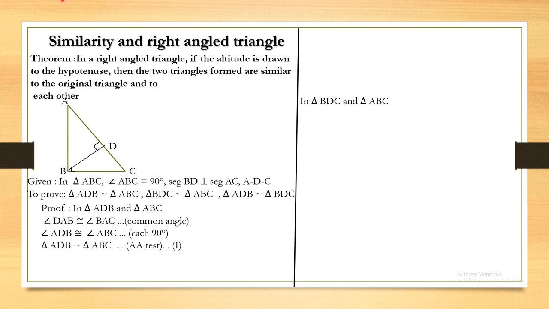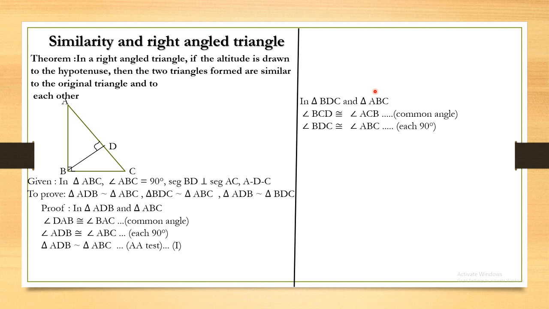Likewise, take another pair of triangle BDC and original triangle ABC. Here you can note that this angle C is common. So here we can write angle BCD congruent to angle ACB, which is a common angle. And other angle, that is angle D and angle B, are right angles. That means angle BDC congruent to angle ABC, each of 90 degree.